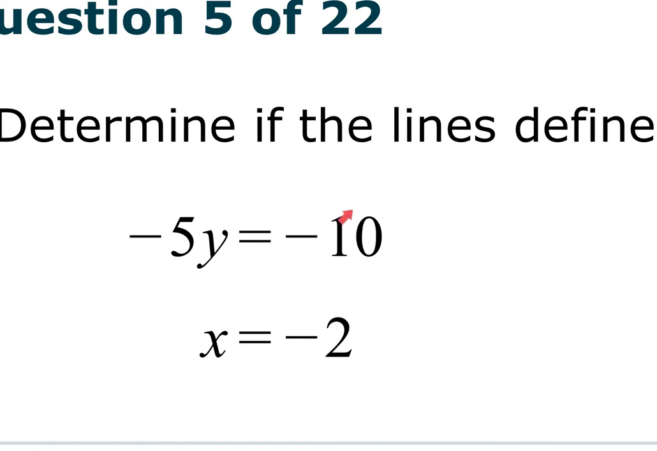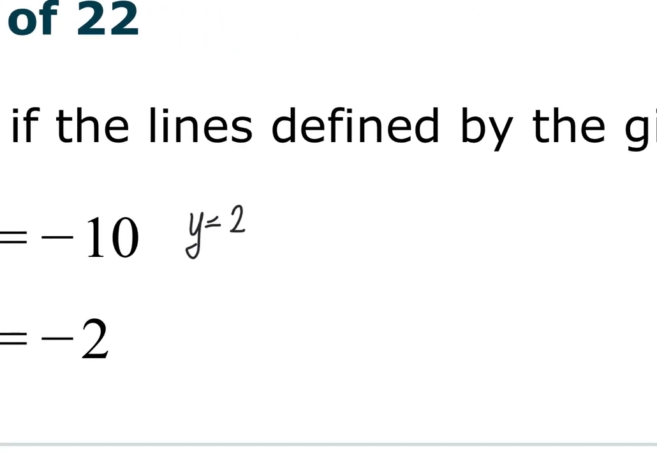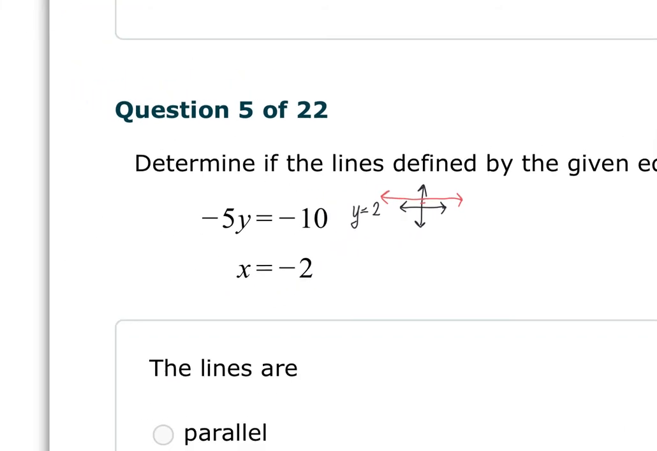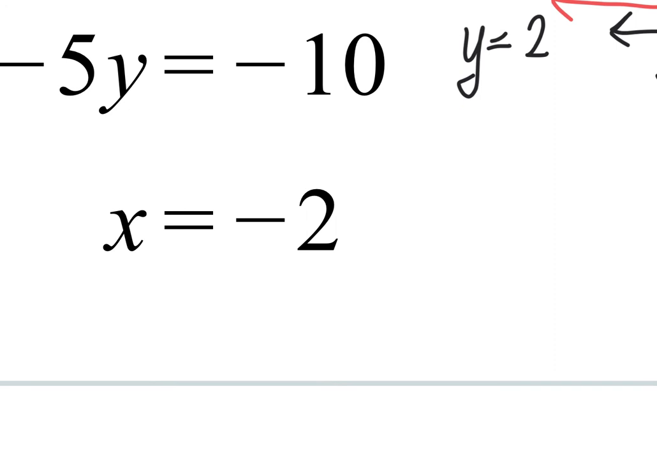This line right here, y equals negative 5, y equals negative 10, is really the line y equals 2, which if you graphed that out, that would be a horizontal line through the y value of 2. And over here on the bottom, we got x equals negative 2. Well, that is a vertical line through the x value of negative 2.